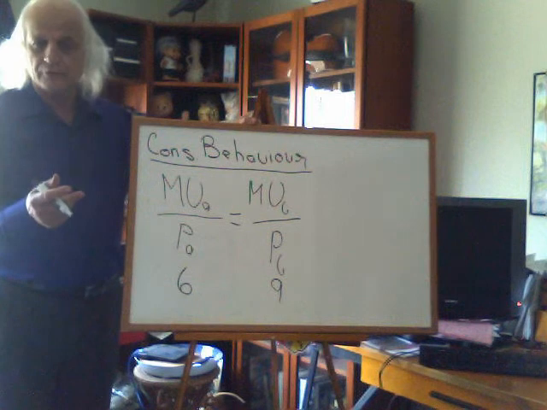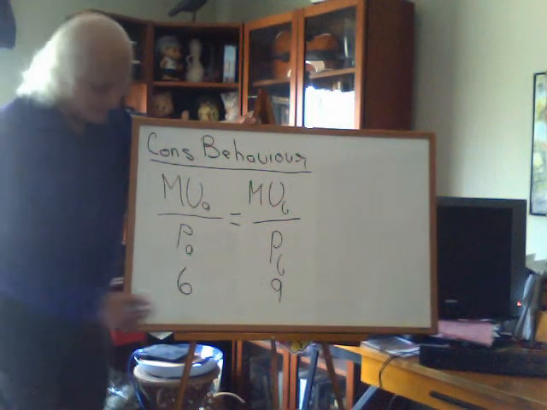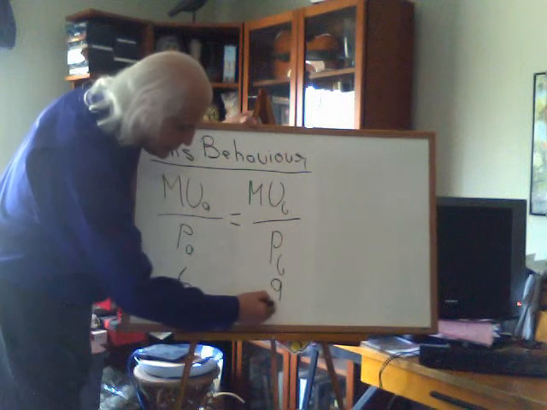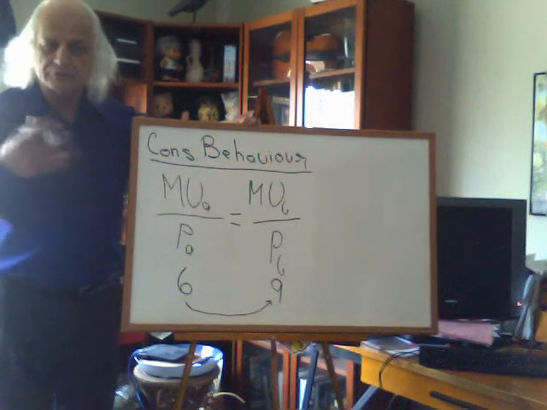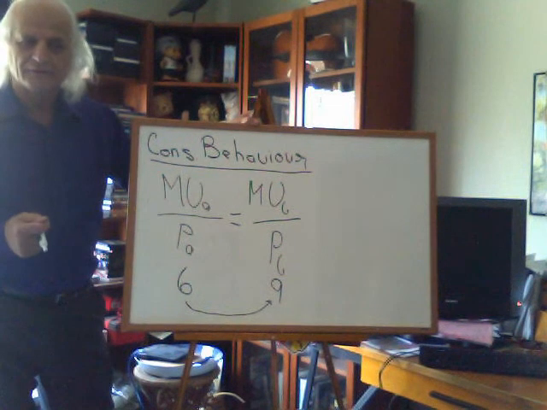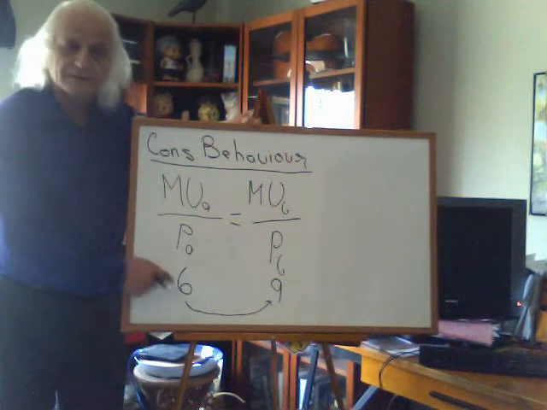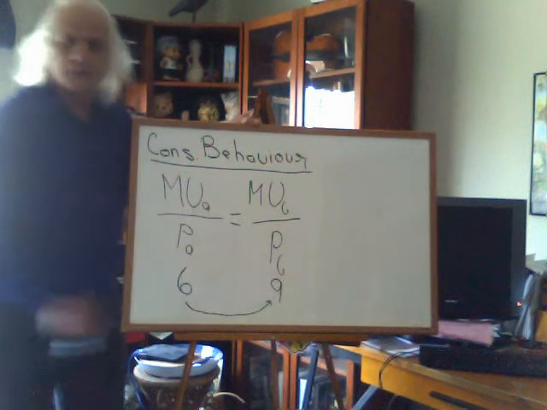And the answer is no. Why? Because what can you do over here? You can switch some money from here to here. What's the rationale behind this? I'm waiting to give you some time to reflect on this if you haven't. Because a dollar spent here is going to give you 6 units, while a dollar spent here is going to give you 9 units.